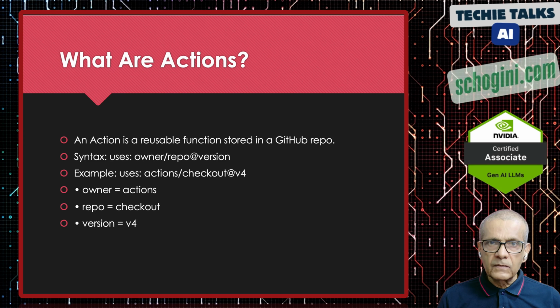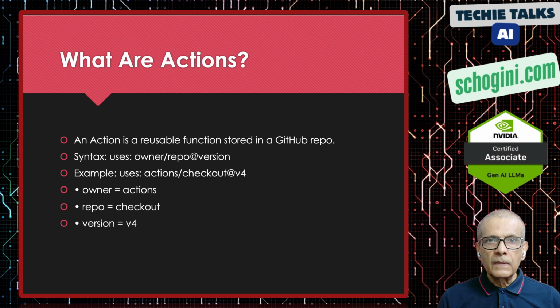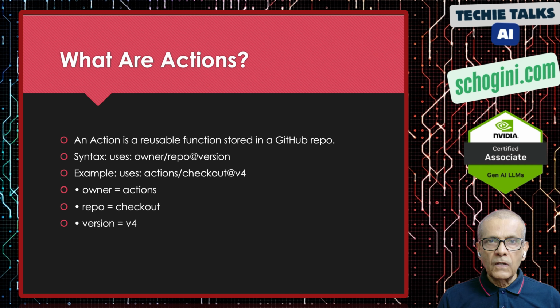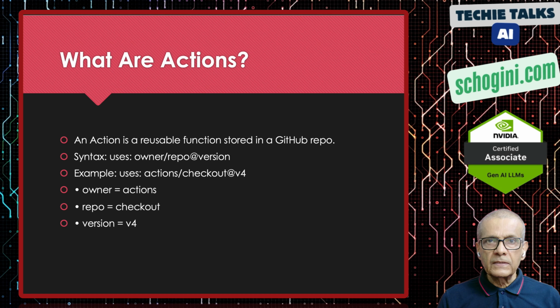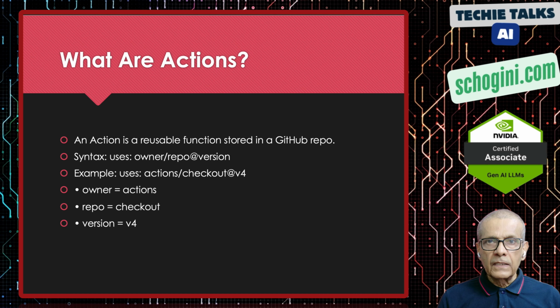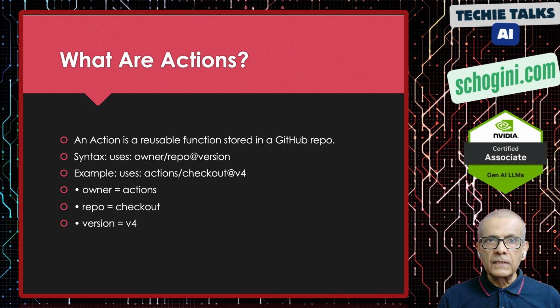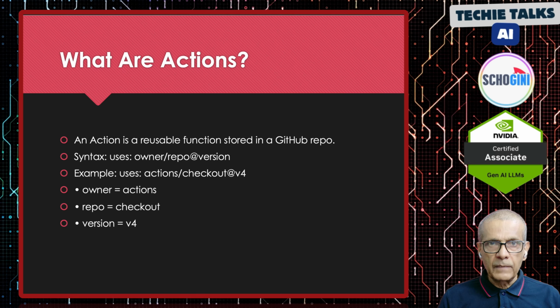What's an action exactly? Think of actions as modular building blocks. They are stored in GitHub repos and referenced like this: uses : owner / repo @version. For example, actions/checkout@v4 means we are using the checkout action built by the Actions organization, version 4. We will see this during our lab exercises.